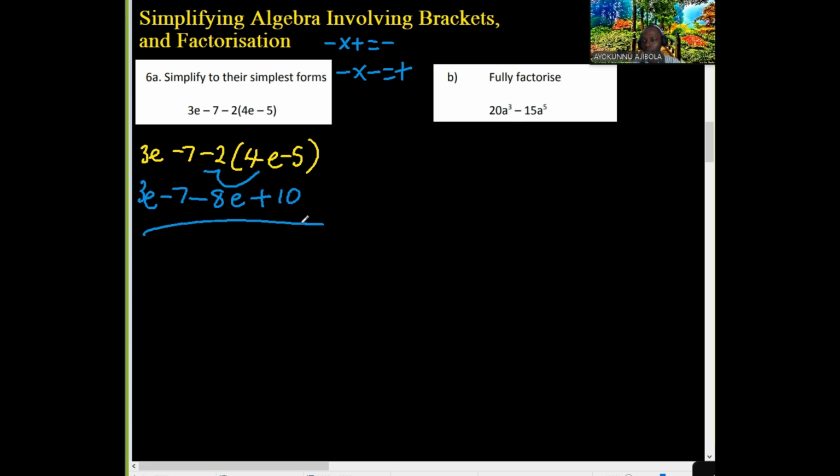With this, there is no more bracket in our expression. All we have are 1, 2, 3, 4 terms. So we're going to collect like terms. What are the like terms in these four terms? We have 3e and 8e looking alike because they have e. And we have 7 and 10 looking alike because they don't have any alphabet. So they are like terms. So we have 3e, then there's a negative 8e here. That's minus 8e. Then we have negative 7 and positive 10. So these are the four terms above.